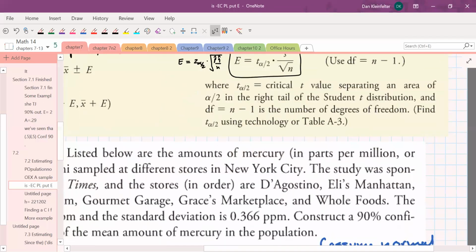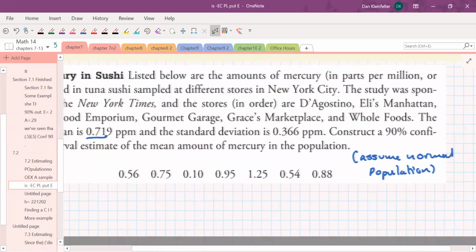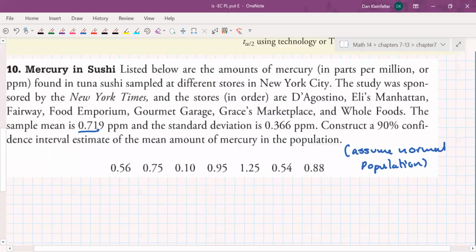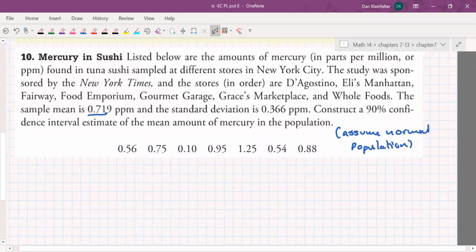All right, so let's try an example. Here it says it's about mercury in sushi. Listed below are the amounts of mercury in parts per million found in tuna sushi sampled at different stores in New York City. The study was sponsored by the New York Times, and the stores, in order, they list all the names of the stores, were given the sample mean and the sample standard deviation. We're to construct a 90% confidence interval estimate of the mean amount of mercury in the population.